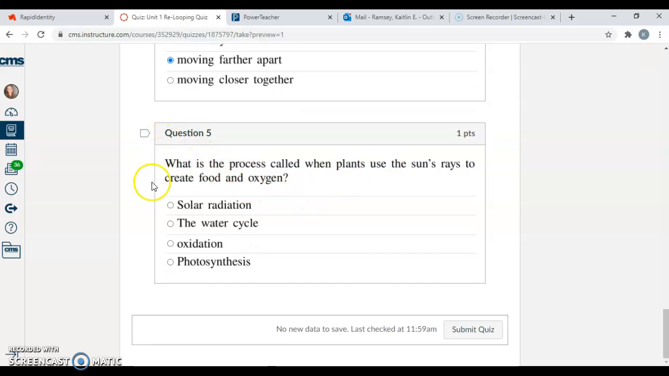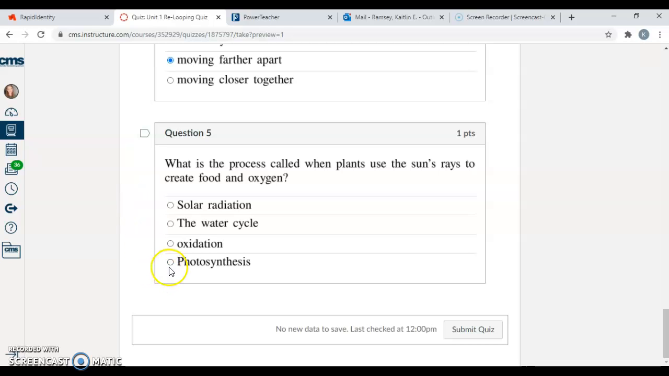And then finally, question 5 says, what is the process called when plants use the sun's rays to create food and oxygen? So there was one process we learned about that plants do, and it's when they take in water, sunlight, carbon dioxide, and then they make their food. So pause, you might need to go back into your notes for this one, but it's probably something you're aware of from middle school.